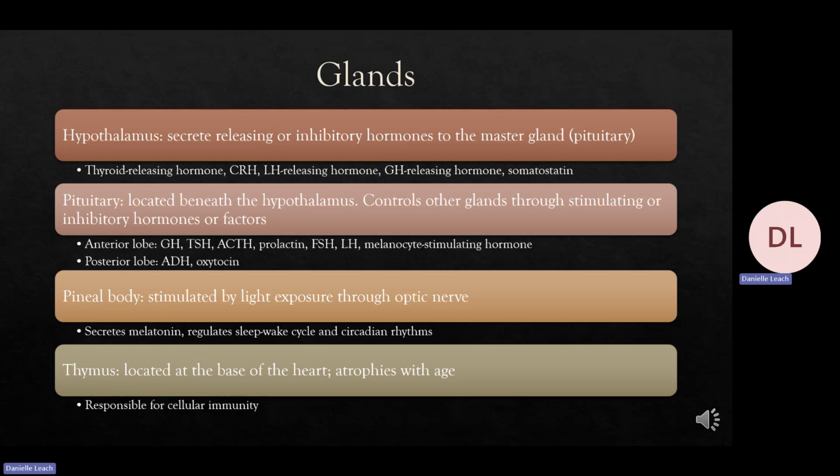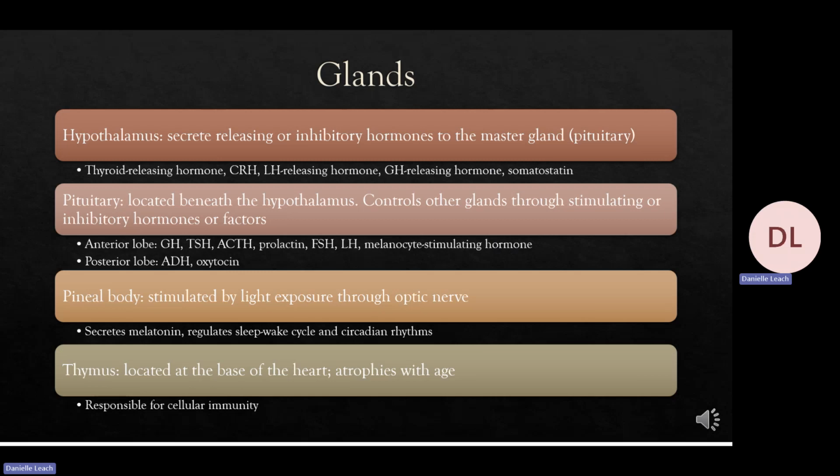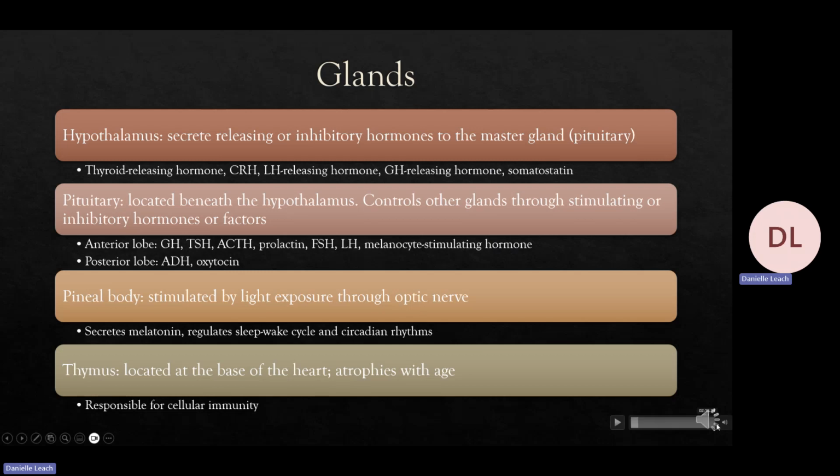So talking about some of the glands of the endocrine system, the hypothalamus is located at the base of the brain. The hypothalamus sends messages from the autonomic nervous system to the target organs by secreting releasing or inhibitory hormones to the pituitary gland. The hormones that the hypothalamus secretes include thyroid-releasing hormone, corticotropin-releasing hormone, luteinizing hormone-releasing hormone, growth hormone-releasing hormone, and somatostatin, which stimulates the pituitary gland to stop the release of growth hormone.